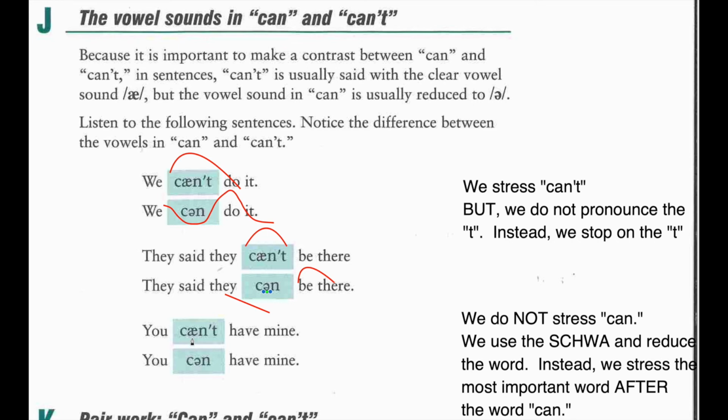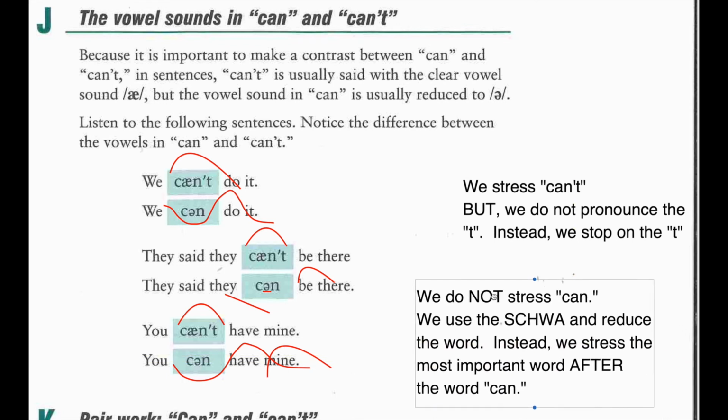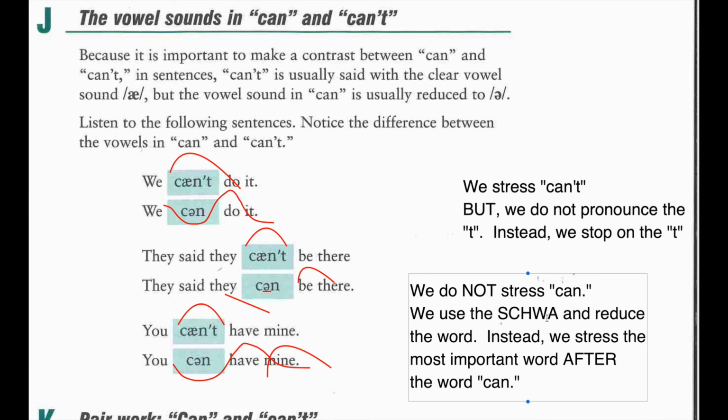Let's try one more. You can't have mine. You can have mine. Or you can have mine. You can't have mine. You can have mine. Or you can have mine. So once again, notice we do not stress the word can. We use the schwa and reduce the word. So instead, we stress the most important word after the word can.